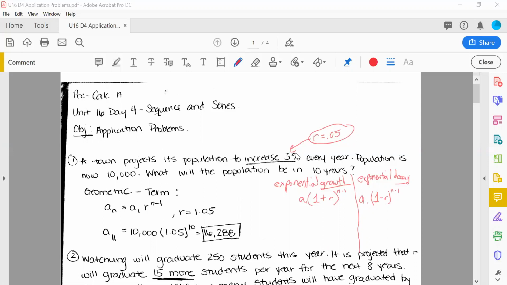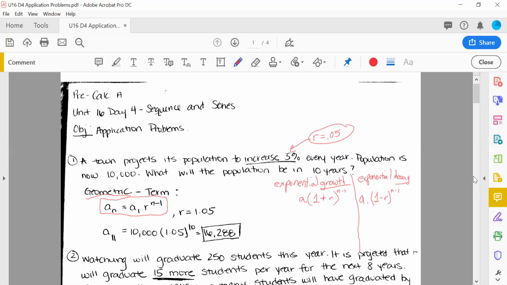Okay, so anytime you see an increase or a decrease by a percentage, immediately you know it's geometric. Percentage is geometric, okay? Just multiplying by that percentage. And here we're finding basically just the population in 10 years. So we're finding the geometric nth term, okay?